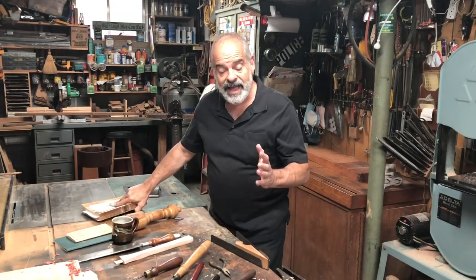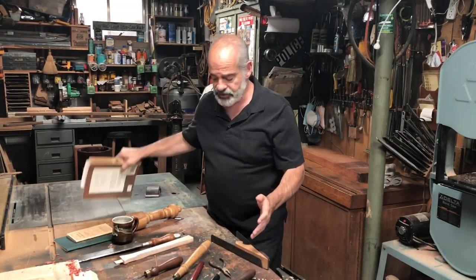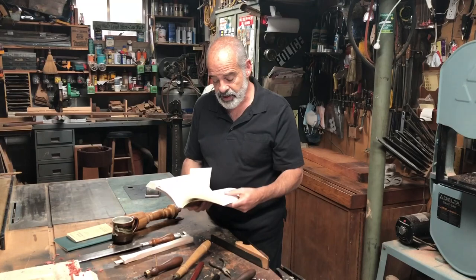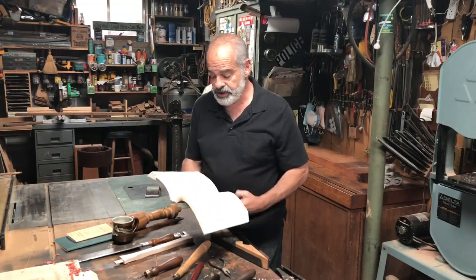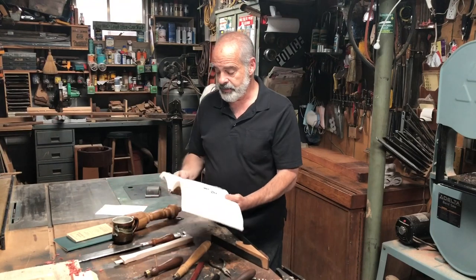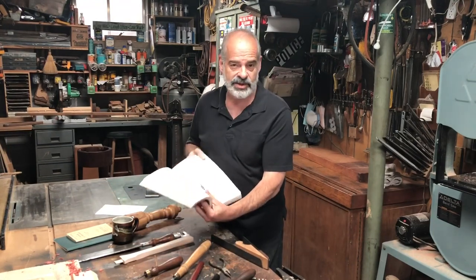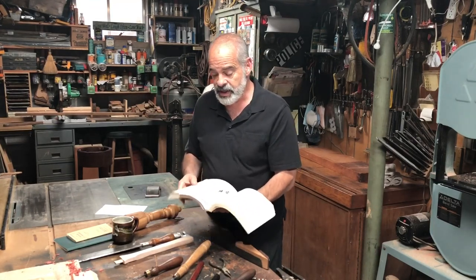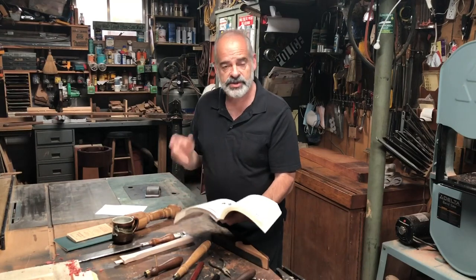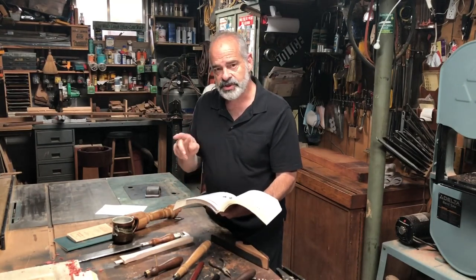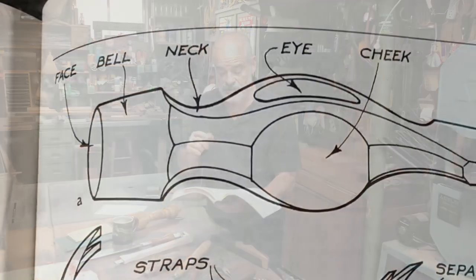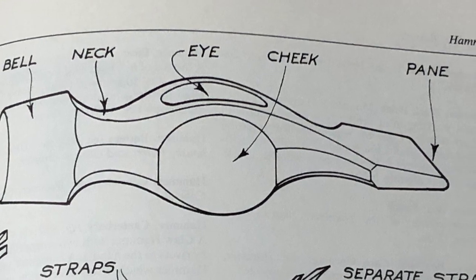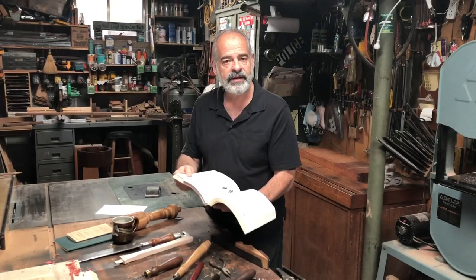Now, hammers, just hammers in itself. If you look up in the Dictionary of Woodworking Tools by Solomon, he goes into so many different types of hammers, and the varieties of them. This is a great book for anybody who collects tools or even uses them to find out things. Now, one of the things in here, and I'll show you a picture of this, is that he describes the portions of a hammer. So there's the face, the bell, the neck, the eye, which is the hole going through it, the cheek on the side, and the pane in the back.